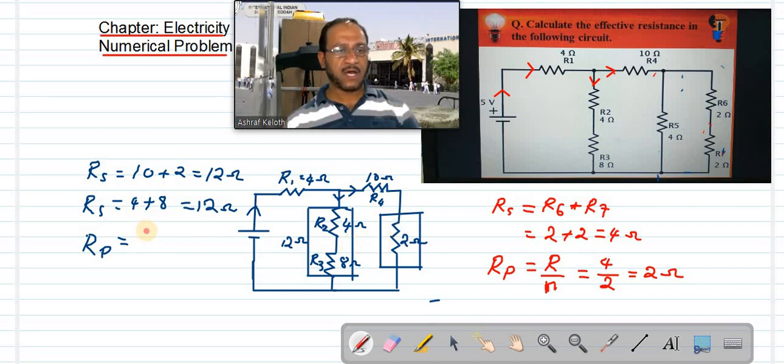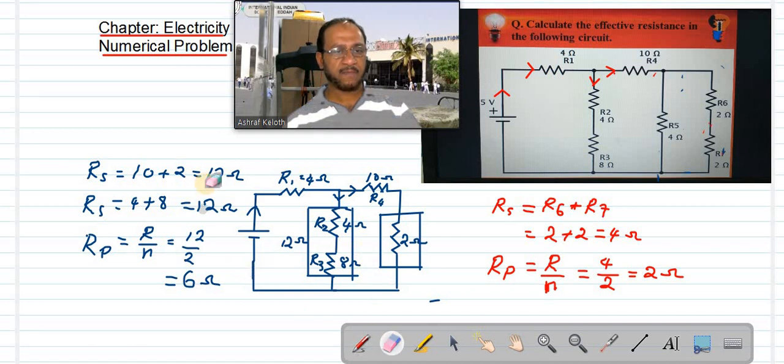So RP will be equal to R by N. When the same magnitude of resistors are connected in parallel, we can use R by N. R is the value of one resistor, that is 12 ohm. This also is 12 ohm. So 12 divided by number N, which is 2. One 12 ohm here and one 12 ohm together here. So N is 2. This parallel combination has 12 by 2 equal to 6 ohm. Now this complete part I can replace by a 6 ohm resistor.